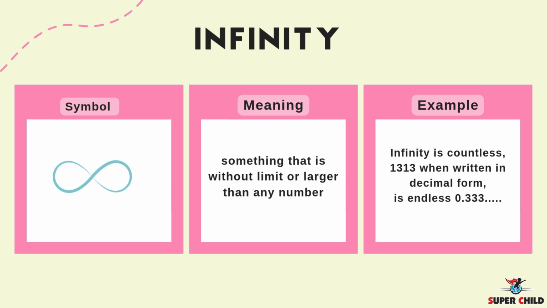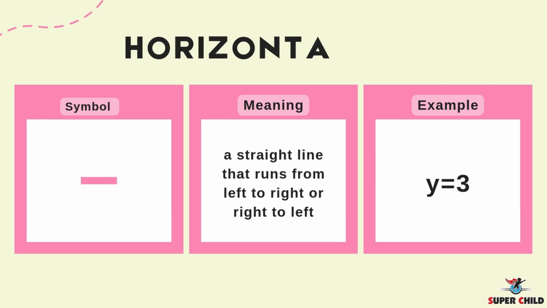Next we'll see is infinity. Something that is without limit or larger than any number. For example, infinity is countless. 1 by 3 when written in decimal form is endless. That is 0.33333. Horizontal line. A straight line that runs from left to right or right to left.